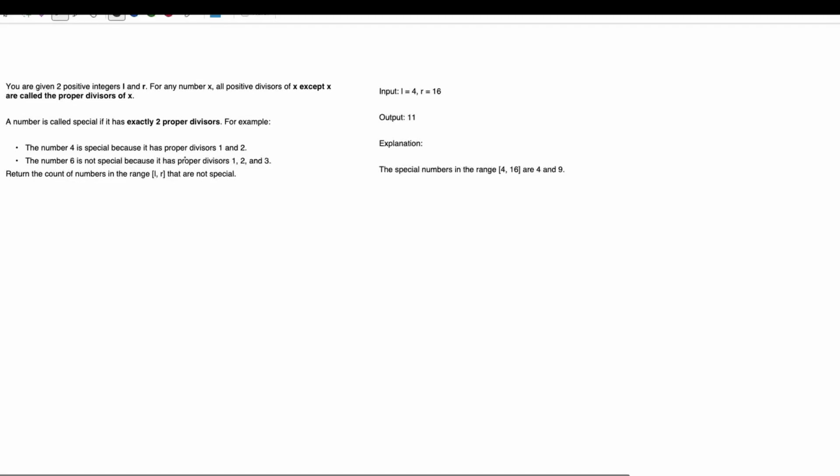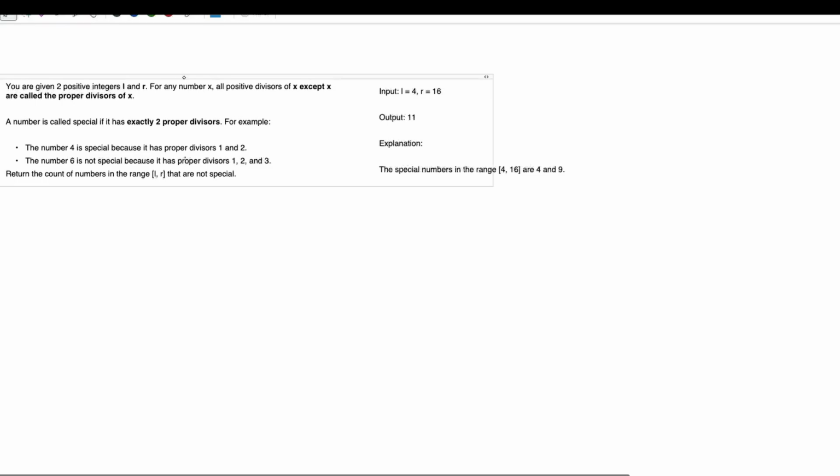Today we're looking at find the count of numbers which are not special. This was question 2 in weekly contest 408. This was definitely a pretty tricky one. It only has right now about 25% acceptance rate, but let's walk through it and see if we can figure it out. So we are given two positive integers, L and R.